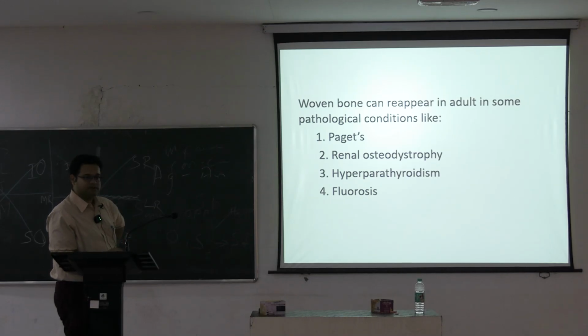So as I said, since a woven bone is a disorganized mass of bone, a primary bone, whenever there is a disease in which there is new bone formation, you get a woven bone. Examples are Paget's disease, renal osteodystrophy, hyperparathyroidism, and fluorosis.